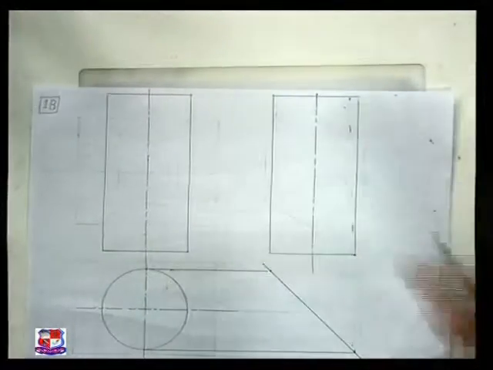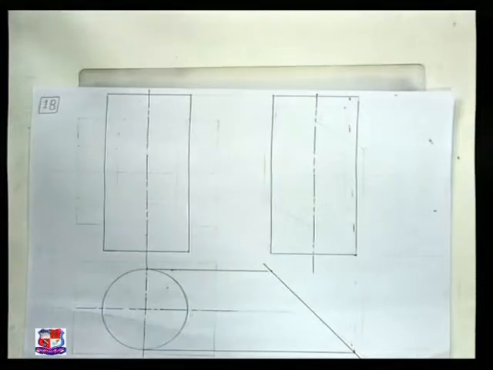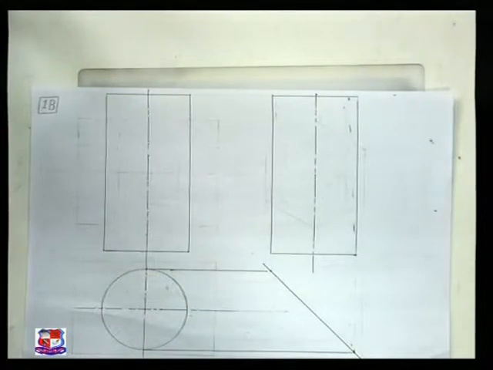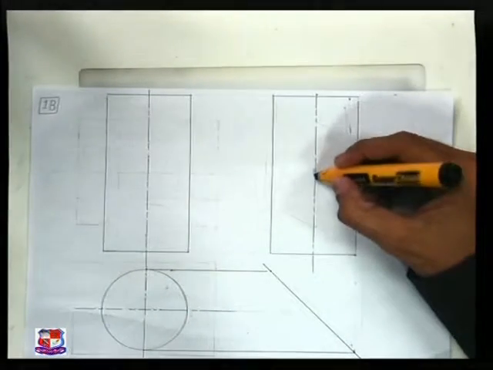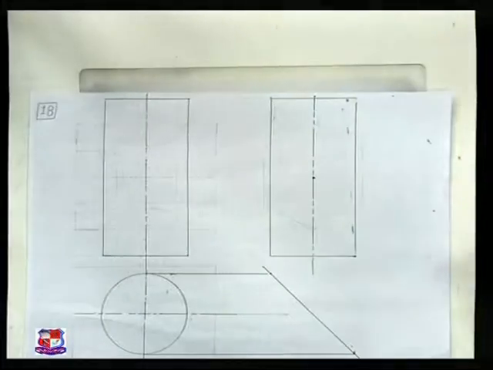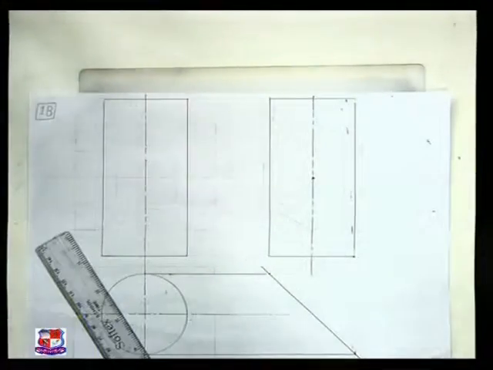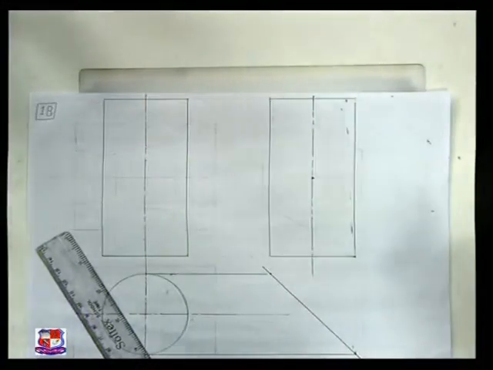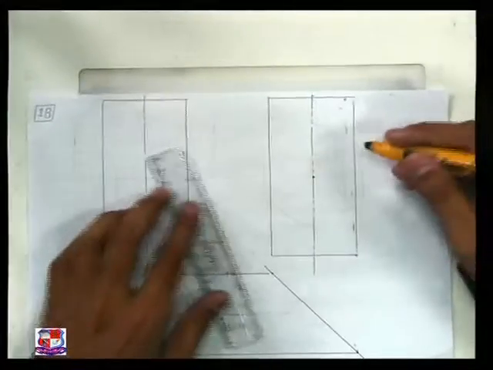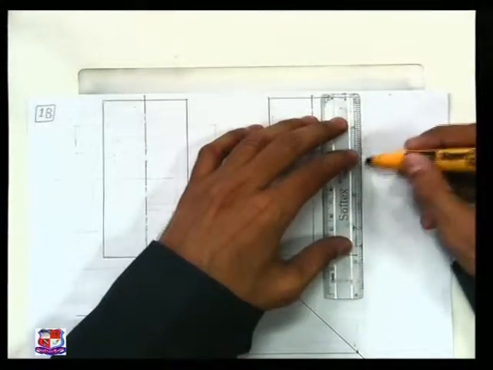Now to draw this hexagon, find out the midpoint of this. This is the midpoint, that is, bisect this axis, and from that draw a circle of diameter 40 mm, and cut the arcs and draw the hexagon like this.